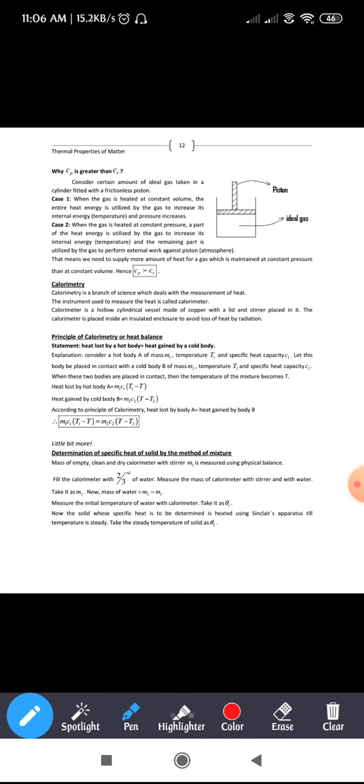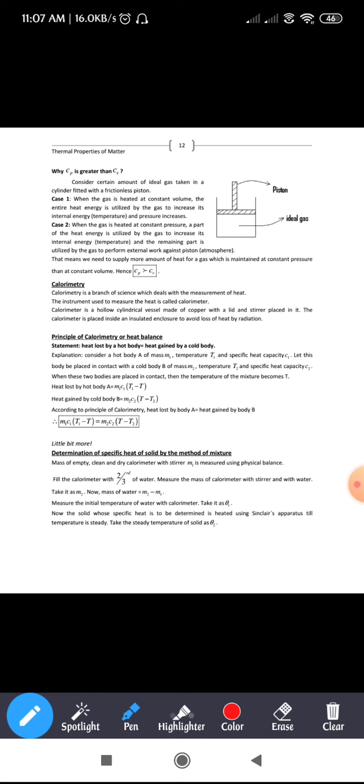Okay. So next coming to calorimetry. Calorimetry, as we know, is a branch of science which deals with the measurement of heat. Okay. So the instrument used to measure heat is called a calorimeter. Next coming to the principle of calorimetry or heat balance, as you know, the statement is that heat lost by a body is equal to heat gained by a body. Right. So whenever you have two bodies, one having a higher temperature and one having a lower temperature, when you bring them into contact, what happens?